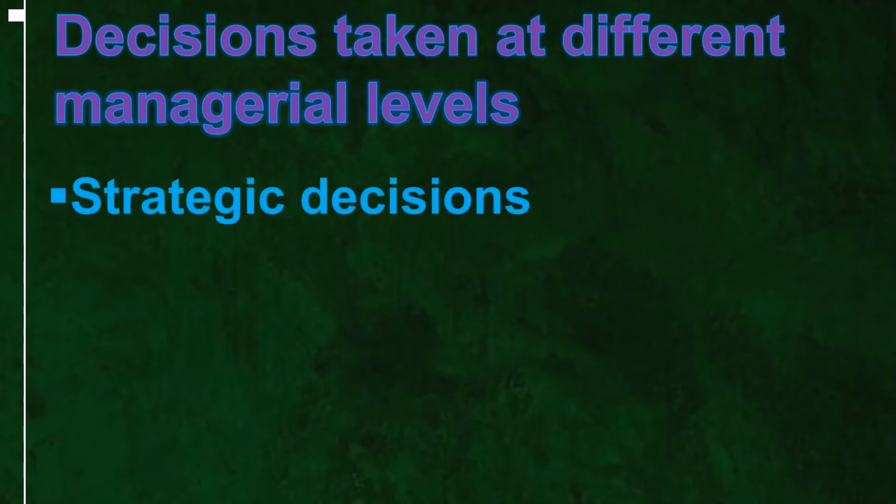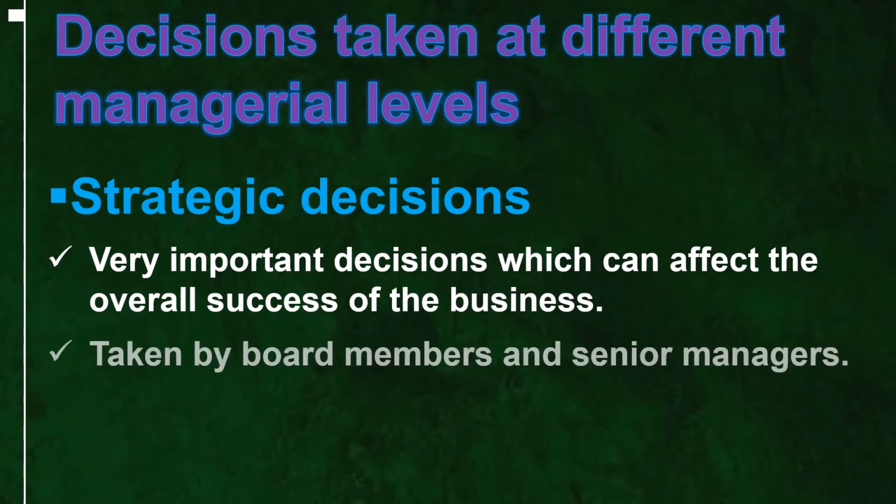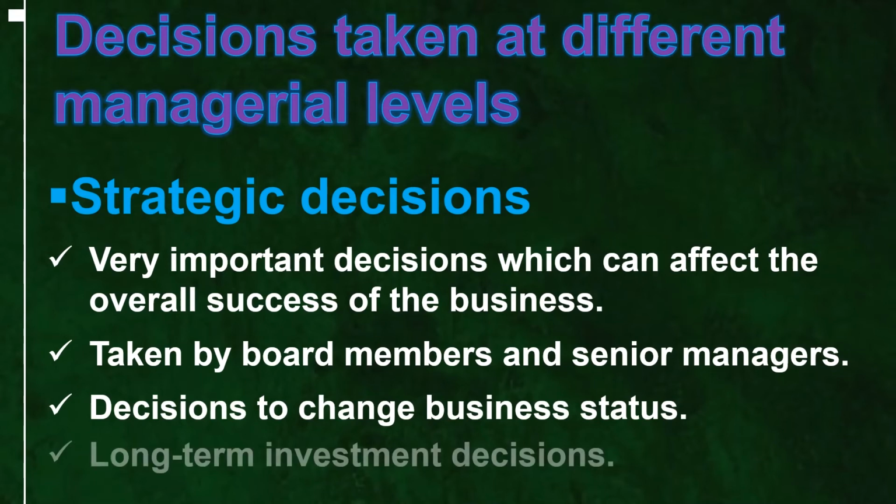Now, let's continue by looking at the decisions taken at different managerial levels. And the first one being strategic decision. Strategic decisions are very important business decisions which can affect the overall success of the business. These decisions are taken usually by the board members or by senior managers. This decision might include changing business status, or long-term investment like decision of taking over another business.